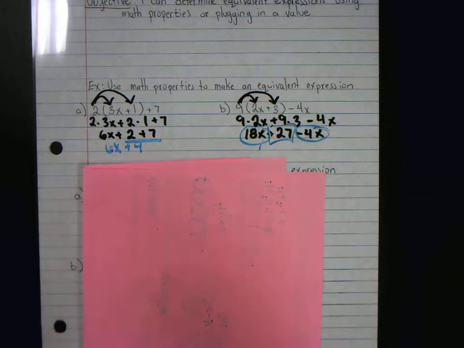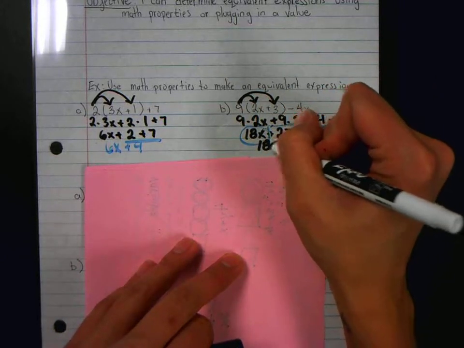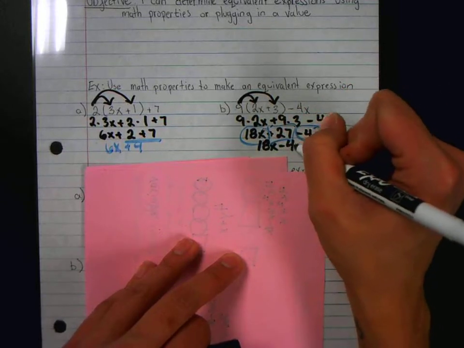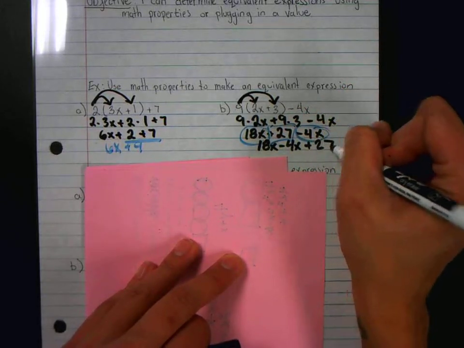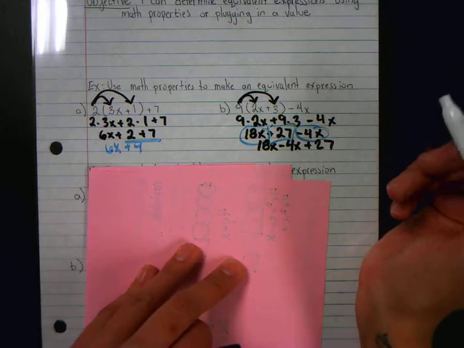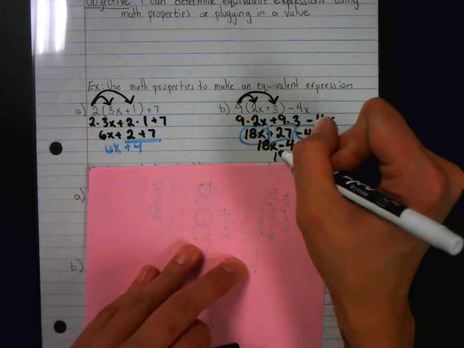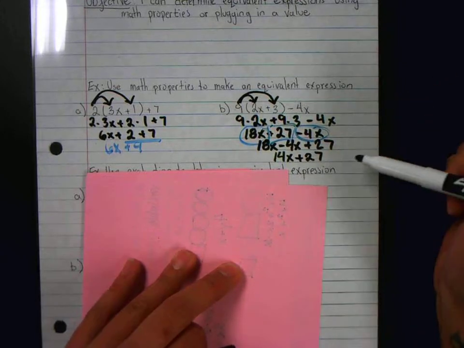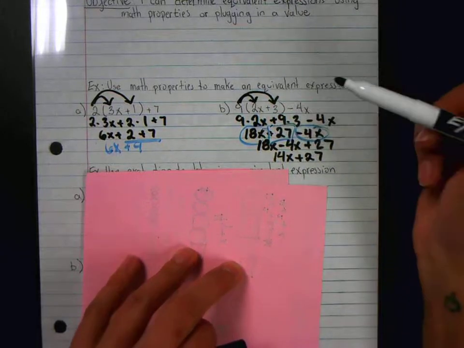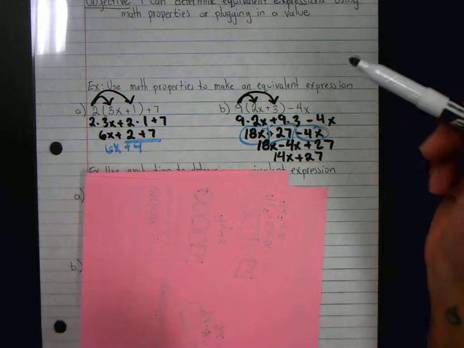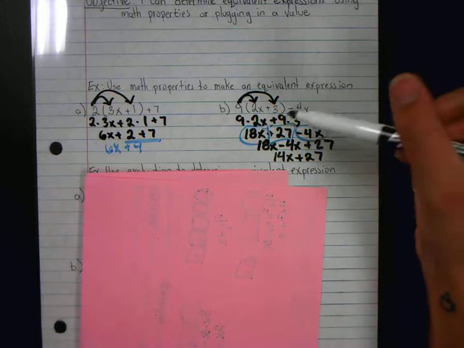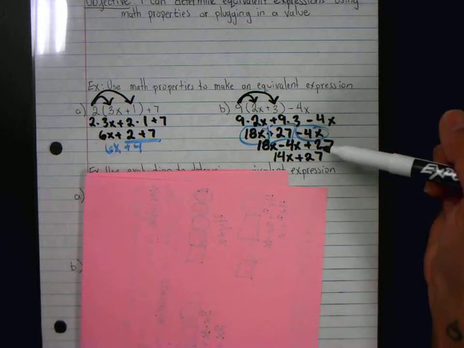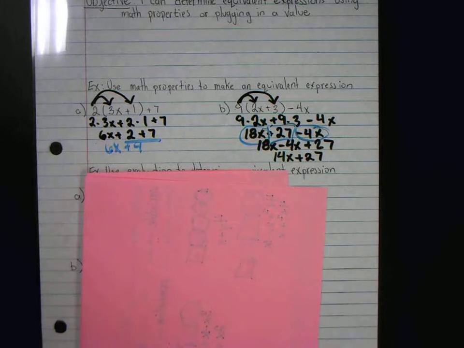We've got the 18x minus 4x plus 27, and I've got the 18x minus 4x, and you're going to get that 14x plus 27. 14x plus 27 is a lot easier to work with than the 9 times 2x plus 3 minus 4x. Again, these are equivalent expressions, and all we did was use math properties to simplify and make it a little bit smaller for us. All right, our next examples are more multiple choice.